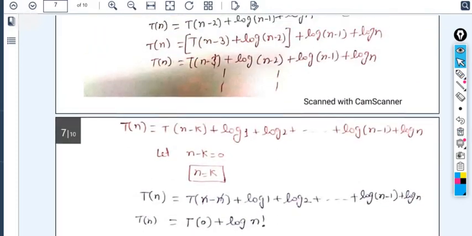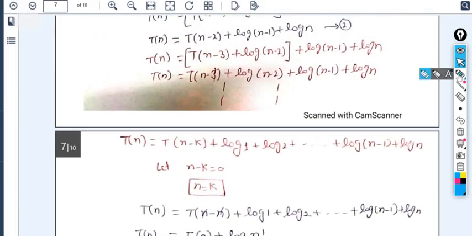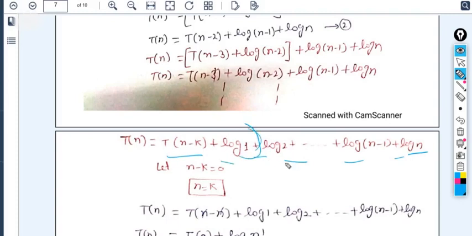So if you return the same thing a kth time, it will come here as T(n-k): log 1, log 2, log 3 up to log n. So you're decrementing the value, n-1, n-2, up to n times. So n minus n becomes 0, so log 1 times it will execute. And when it terminates, of course, this value will become 0, then it will terminate.